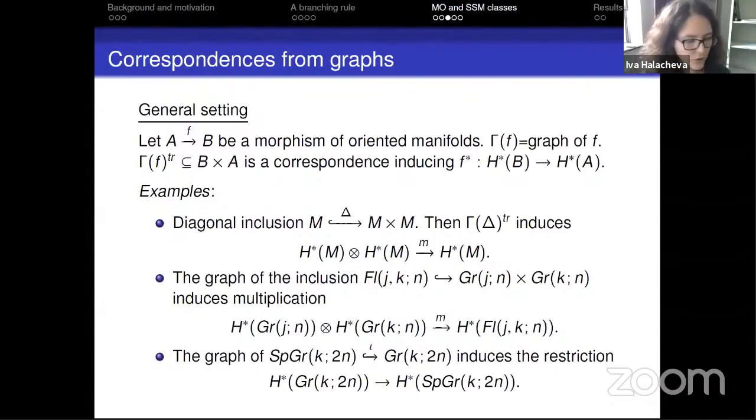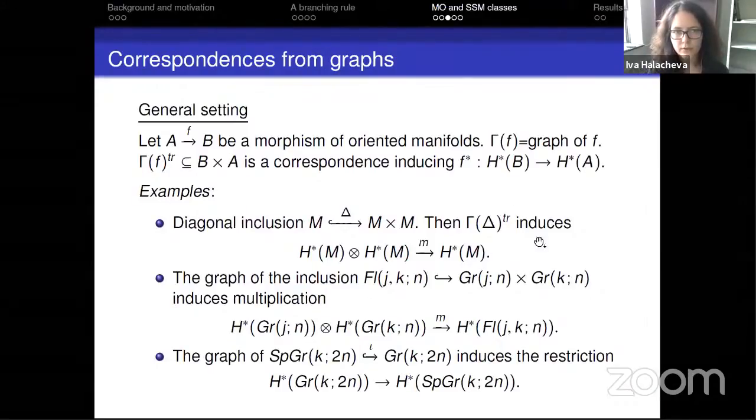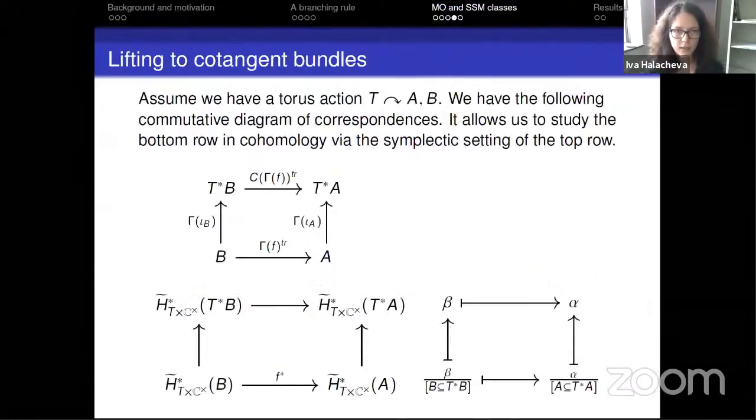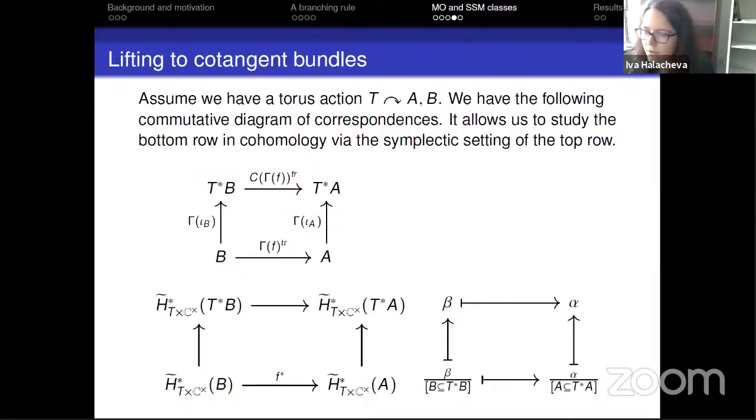Okay, so keeping in mind these correspondences coming from graphs, let me talk a little bit about how we're going to lift our original function using these types of correspondences.